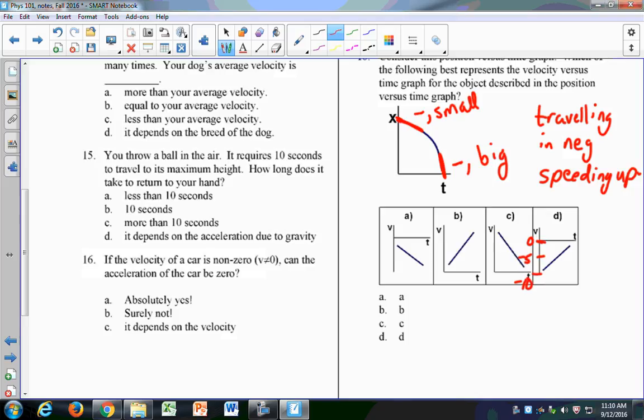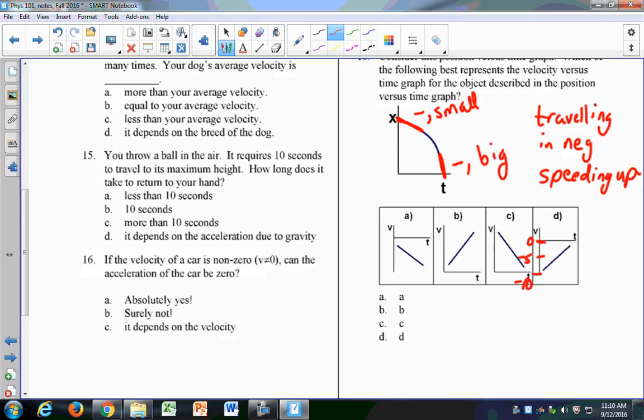What do you think the acceleration is? Is it positive or negative? Can you think of a thing that is moving in the negative direction and speeding up? Right, when you drop something. So that has what type of acceleration? Negative. So it would have a negative acceleration.